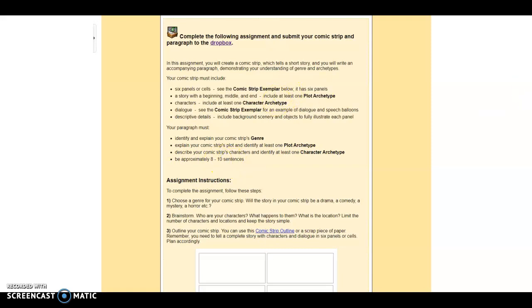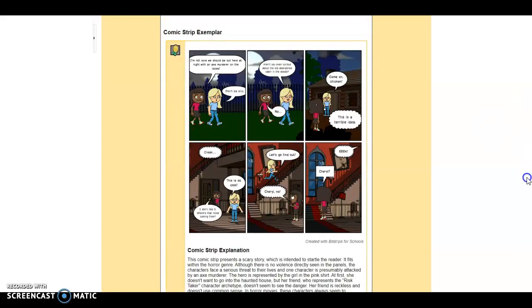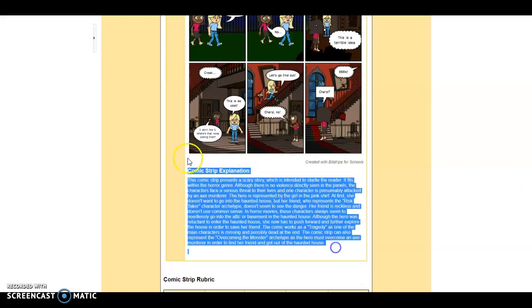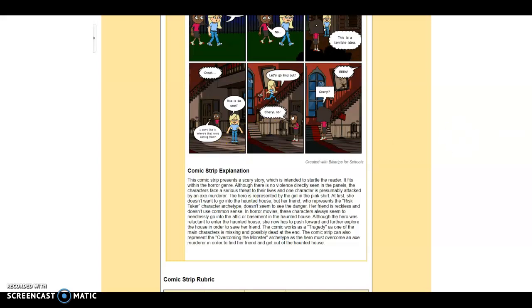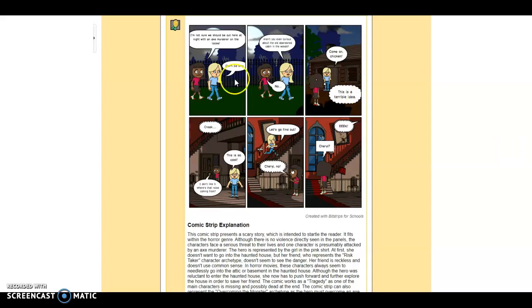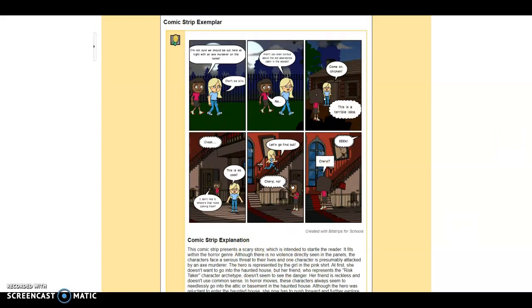And so again, if we look down below this comic strip exemplar, you can see an example of a paragraph explaining it. And so it talks about what is the genre of this comic strip and what are the plot and character archetypes that we use. Again, the whole purpose of this activity is that you show that you understand genre and archetypes. So that's the end goal, is to produce a comic strip and an accompanying paragraph.